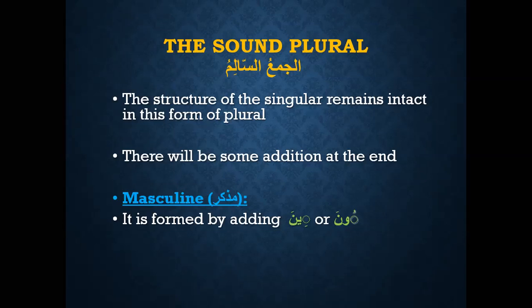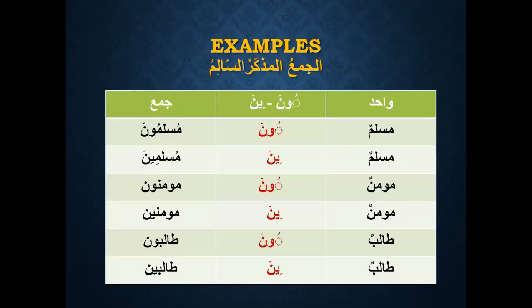For sound masculine plural, you add una, ina, ina, for the three states marfu, mansub, majroor. So muslimuna, muslimina. Mu'minuna, mu'minina. Say muslimun, muslimuna, muslimina. Mu'minun, mu'minuna, mu'minina. Talibun, talibuna, talibina. That's how it would go. Una, ina, ina: sound plural, masculine.